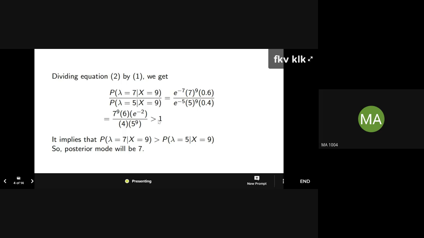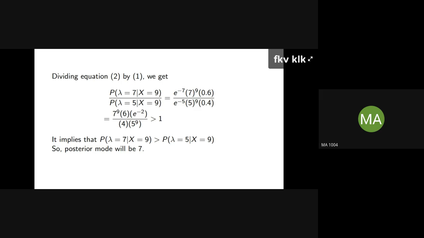So what does it mean? It means that probability lambda equals 7 given x equal 9 is greater than probability lambda equal 5 given x equal 9, right?